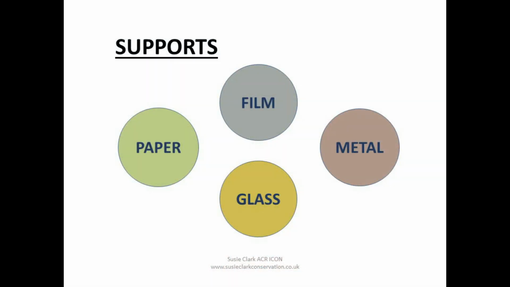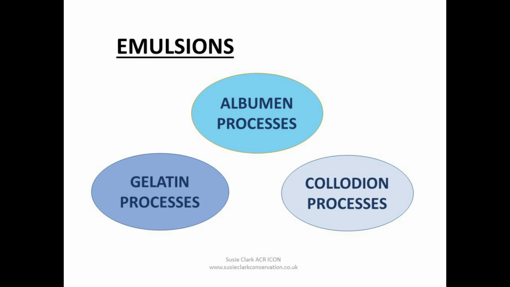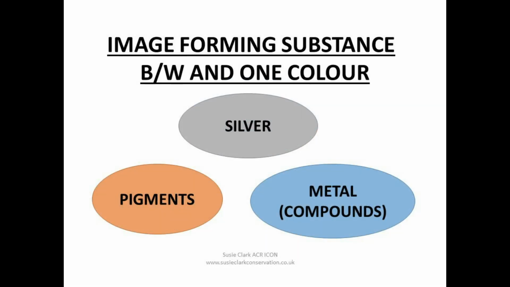So in practice, this means that, for example, you can divide photographs by the support materials they're on. So here we can see paper, film, glass and metal. Or we can divide them by the type of emulsion. Most photographs have an emulsion, not all, but most do. So that would be namely albumen, collodion or gelatin. And then we can divide them up by the image forming substance. And in the case of black and white and one colour photographs, this will be silver, pigments or metal compounds.